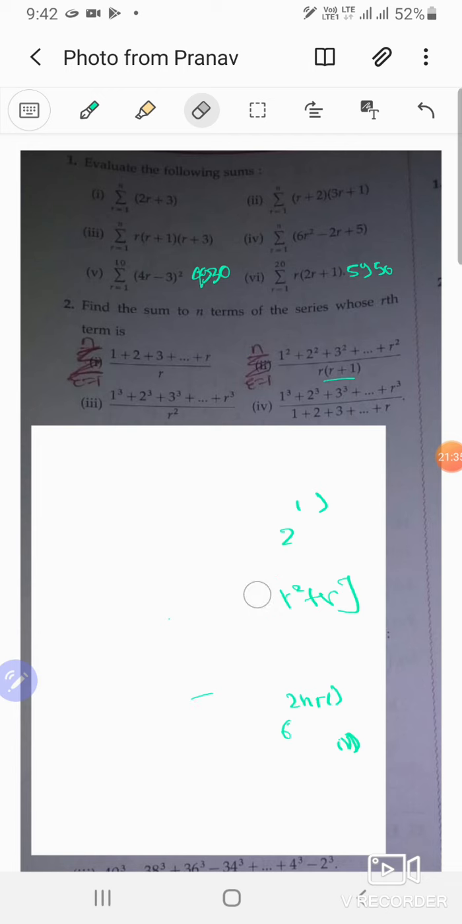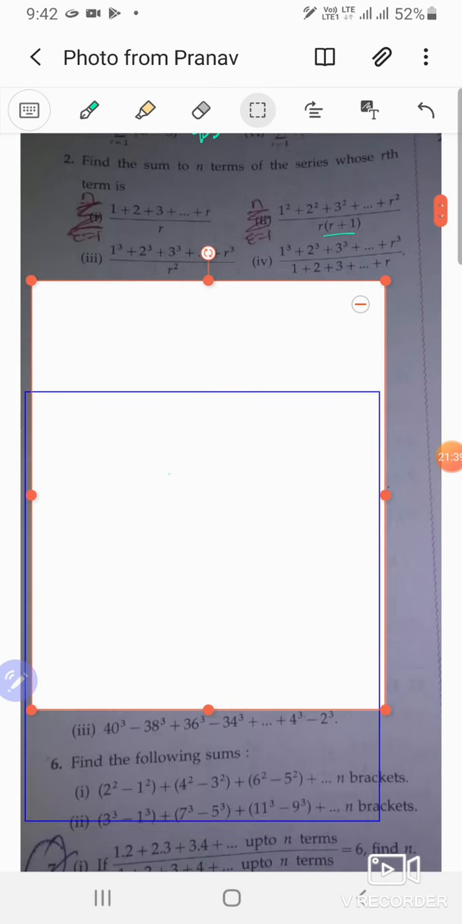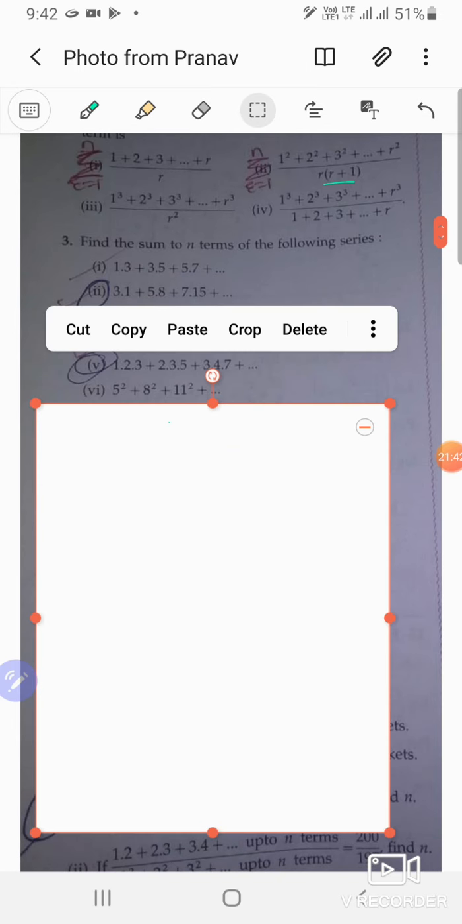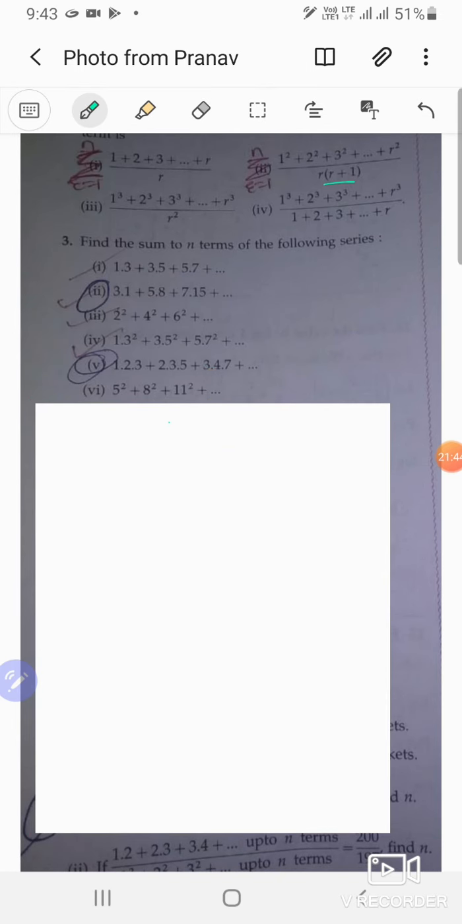So let's move on to the next question now. The next question is, find the sum to n terms of the following series. First of all, you have 1.3 plus 3.5 plus 5.7 and it keeps going like that, so it's like an infinite series. No, wait, sum to n terms. Okay, sum to n terms of the following series, so it keeps on going till n terms. Fine. 1.3 plus 3.5 plus 5.7.